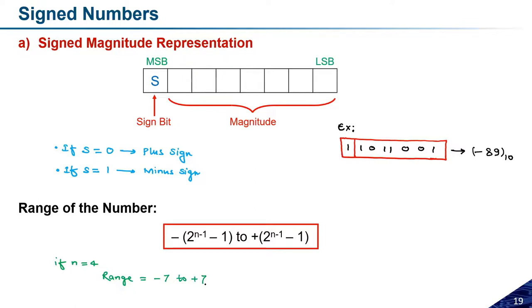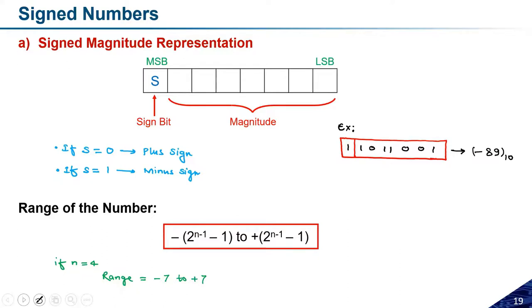Now, the important thing is, suppose this number is not signed. If it is not signed, in that case I have 4 bits, so the maximum weight that we can observe is up to 1111, and 1111 is nothing but the weight 15. So we can represent up to 15 if it is unsigned. But if it is signed, then that will be reduced. Perfect. So this is all about the signed magnitude representation.